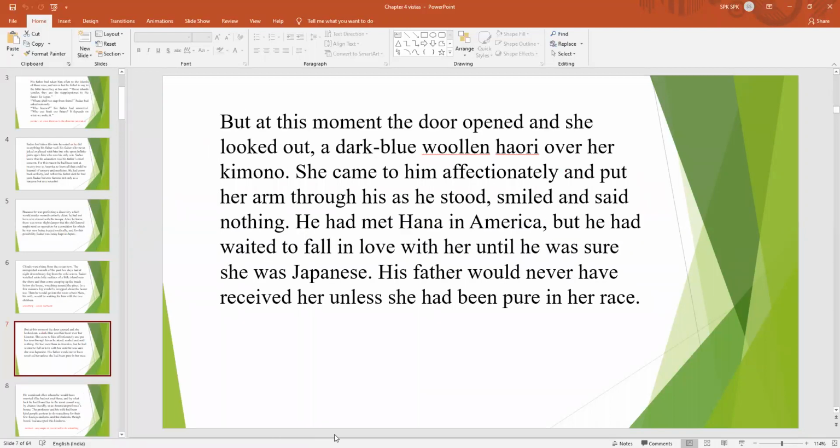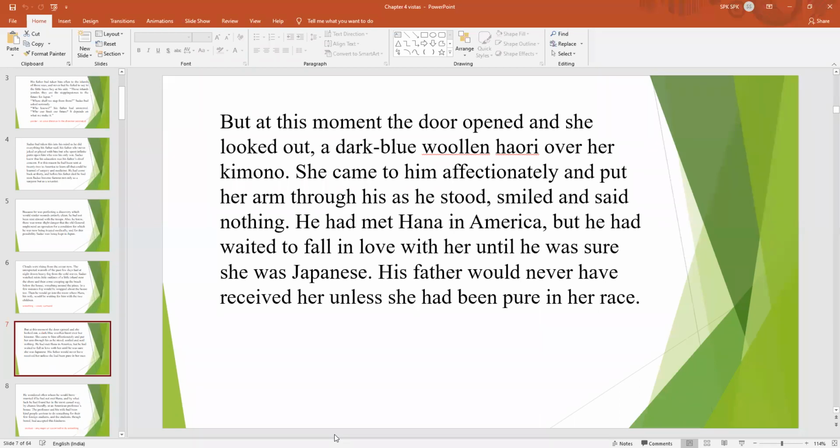But at this moment the door opened, and she looked out, a dark blue woolen pillow over her kimono. Now, what is there at this moment when he was planning to go inside? Before Sudhir could go inside, the door opened and his wife looked out for him. She was wearing a dark blue colored gown over her dress. The meanings are given down in the books. It is there in your book, so that's why I've not written.